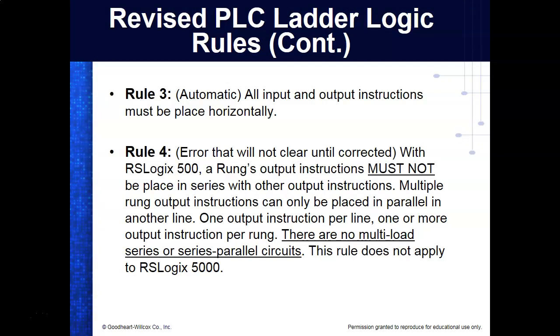Rule 3. All input and output instructions are placed horizontally. We don't have to worry about that. That's automatic. Rule 4. A rung's output instruction must not be placed in series with other output instructions. Multiple rung output instructions can only be placed in parallel on another line. One output instruction per line, one or more output instructions per rung. This is true. The book does not say that. The book is wrong about the way they do that.